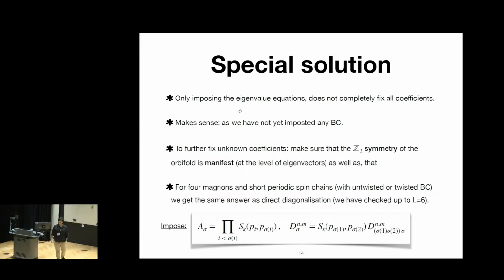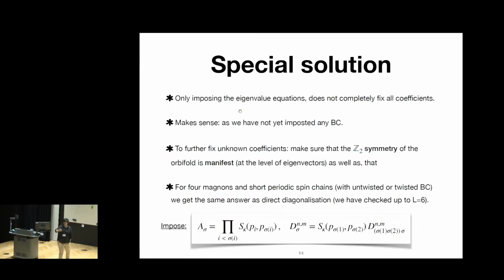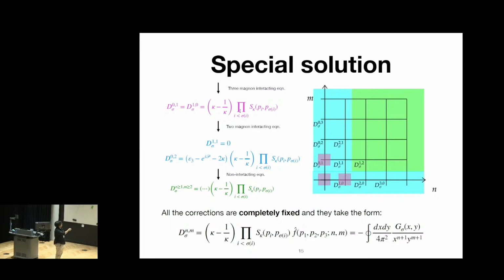And I challenge you to find something better. Now, here we are. We have this guess, if you wish, something of divine intervention, and then we plug it in our equations. First, the 3 magnon, and we start fixing, we start getting answers, so we get these 3 guys. Then we plug it in the 2 magnon interacting equations, and we start getting the blue guys, and we continue to this area, and we get the green guys.